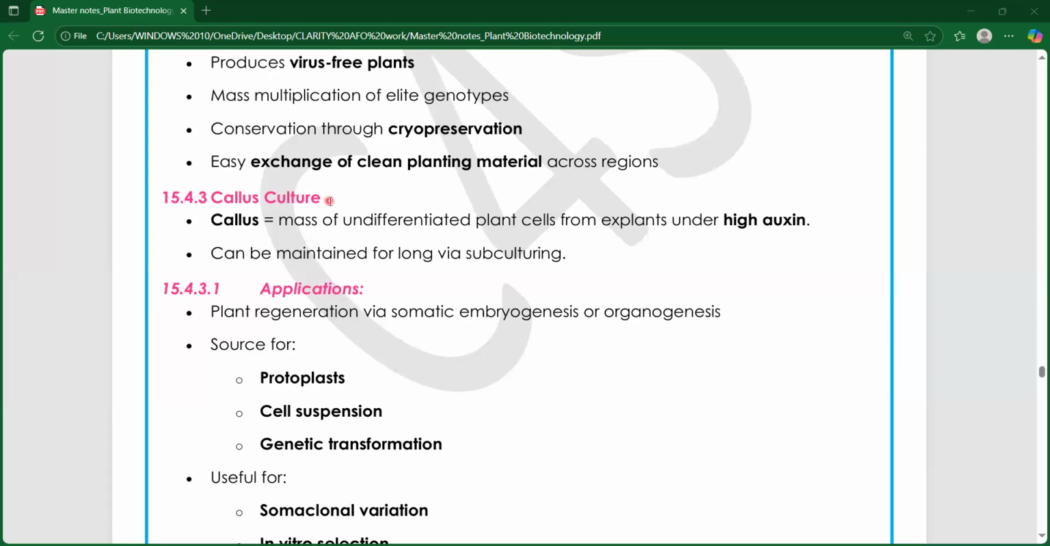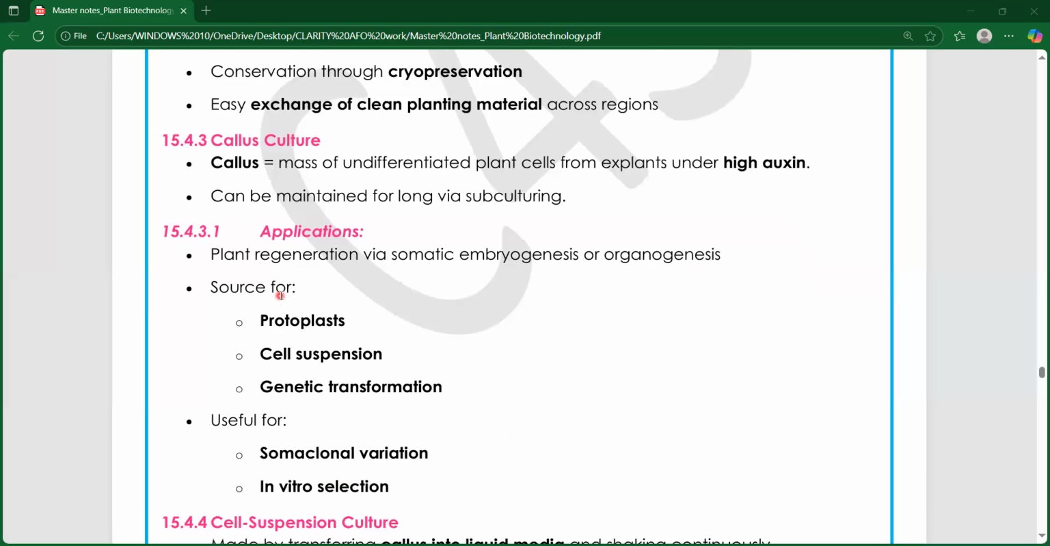Okay. Then second, what is the concentration, what is the ratio of auxins and cytokinins used in the subculturing process? Okay. Then what is the physiological state of the tissue? It is also very important for callus culturing. Okay. So let's see what are the applications of callus culture.